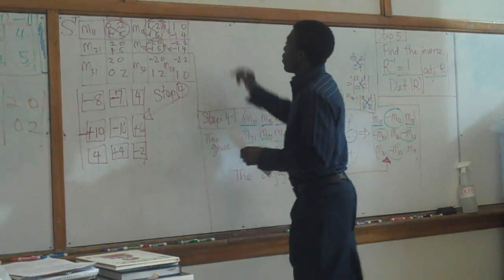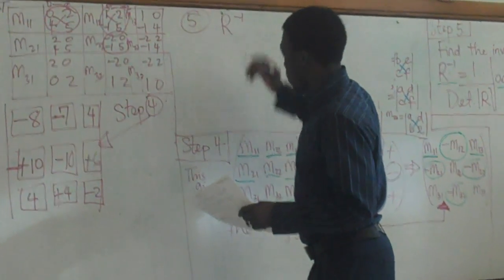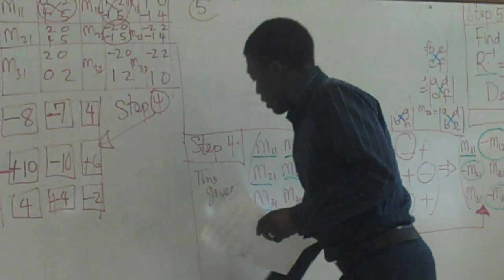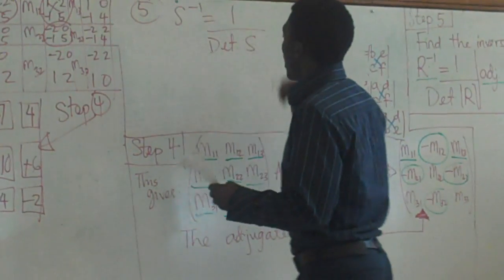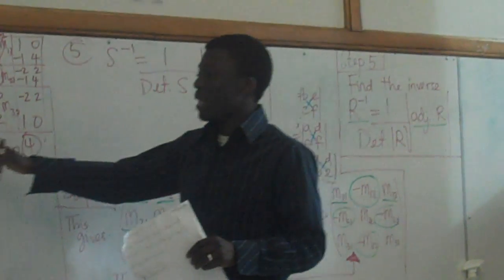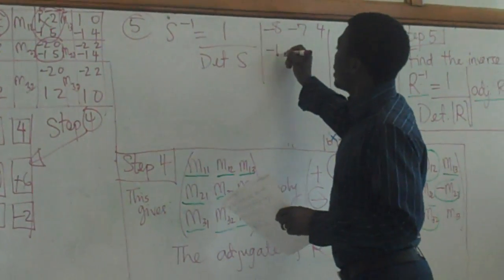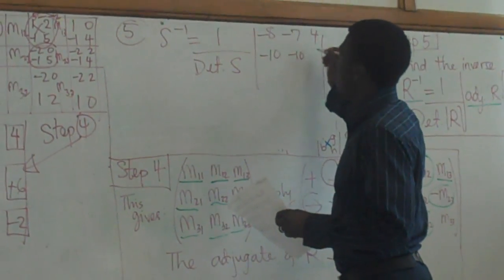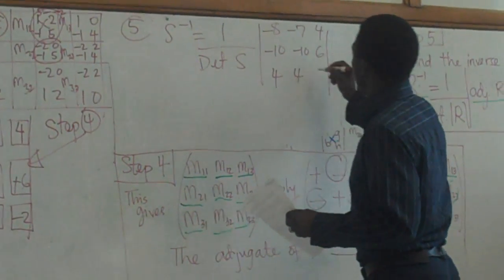For step 5, all you do at this point is you use the formula. So again, the inverse of, in this case, S, is simply 1 over the determinant of S times the adjugate of S. And the adjugate of S is found when we apply the signs. And that's minus 8, minus 7, 4. And then we have minus 10, minus 10, 6. And then we have 4, 4, minus 2.